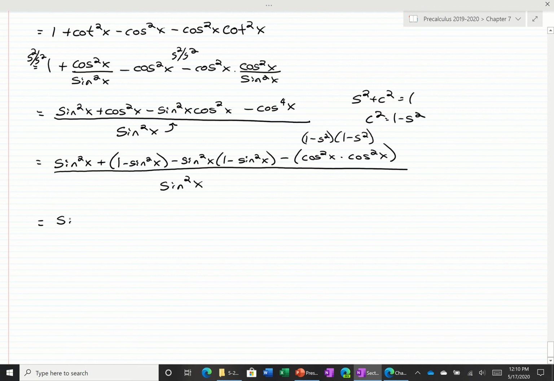So bottom line is we get sine squared of x plus 1 minus sine squared of x minus sine squared of x plus sine to the fourth of x minus 1 minus sine squared minus sine squared plus sine to the fourth of x.